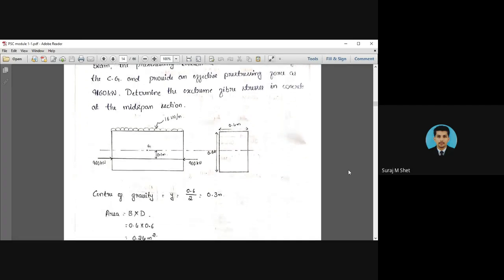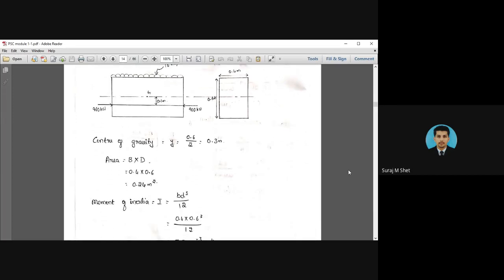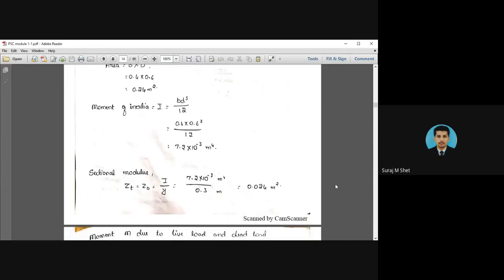Here is a similar step. First step is how to calculate the center of gravity. Center of gravity is y equal to 0.6 divided by 2. The area is also the same, the previous problem method only. Here see the sectional modulus. Sectional modulus is also the same. Sorry, this is the moment of inertia. Whatever moment of inertia you calculated, it should be divided by y. Y means the center of the section. So you'll get the section modulus at the top and bottom.